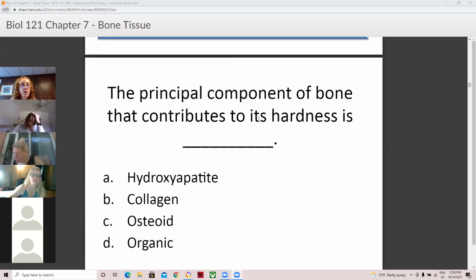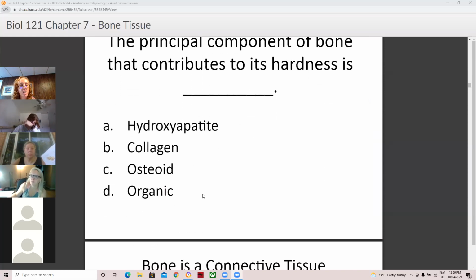The principal component of bone that contributes to its hardness is what? Is it A? It is, it's A, hydroxyapatite.